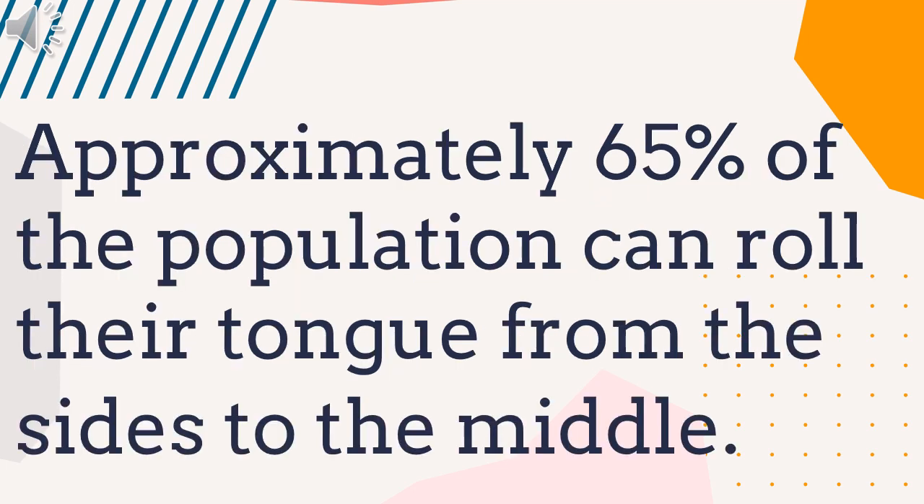Approximately 65% of the population can roll their tongue from the sides to the middle. Rolling your tongue from the sides to the middle is a behavior. It's a trait that people have or they don't have, and it's something that they're born being able to do or not able to do. We talked about this one earlier, that I physically cannot do that. So this is something that's inherited. This would be an inherited trait or an inherited behavior.